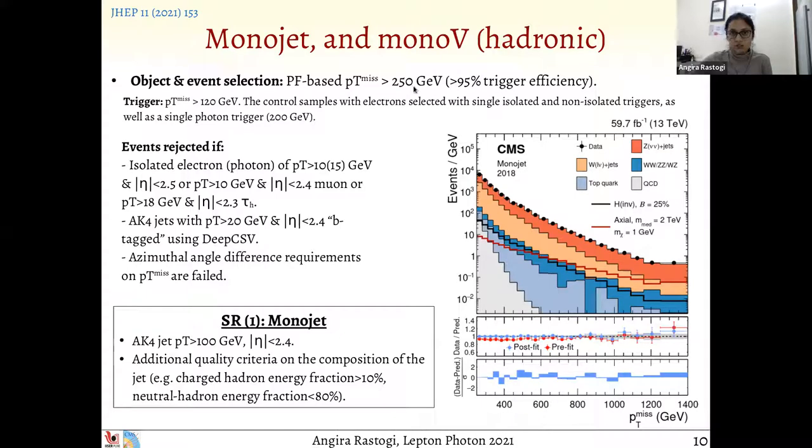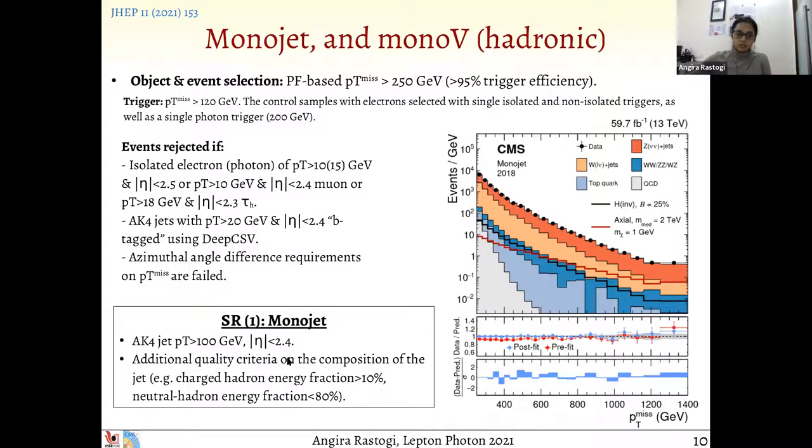Okay, so going into the details, to select the events, we require the PF-based MET to be more than 250 GeV, which allows a high trigger efficiency. And then we reject events where there's an isolated electron or a muon or a photon or a hadronically decaying tau. Then we also remove events where there is a b-tagged jet and events which do not pass MET filters to remove the instrumental backgrounds.